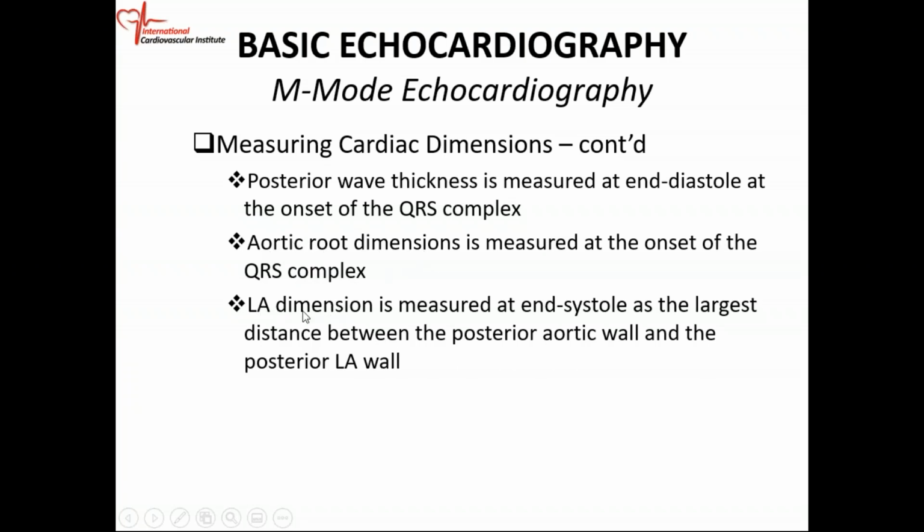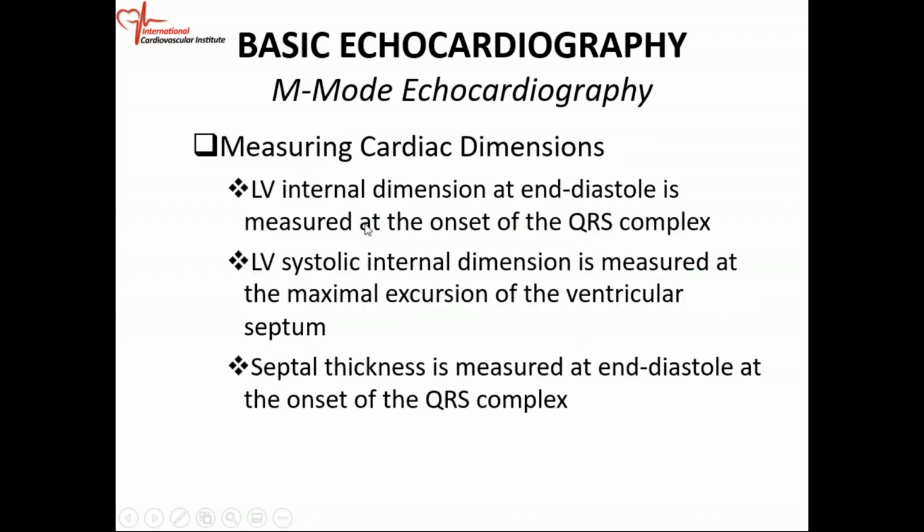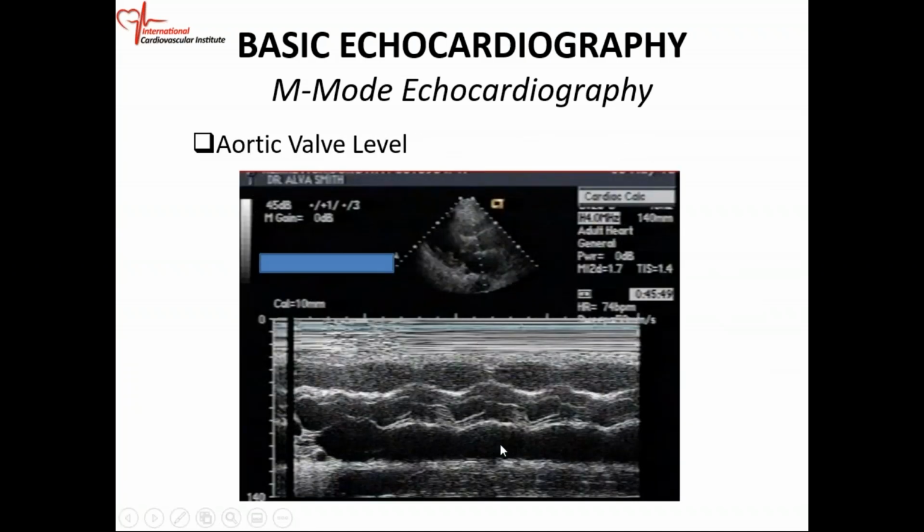The left atrial dimension is measured at end systole. You want to get the largest distance between the posterior aortic wall and the posterior left atrial wall. So this is what we mean. So you want to measure this, from the posterior aortic wall to the LA wall. So this is the maximum displacement.